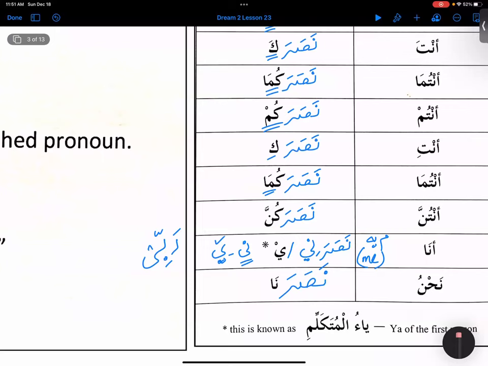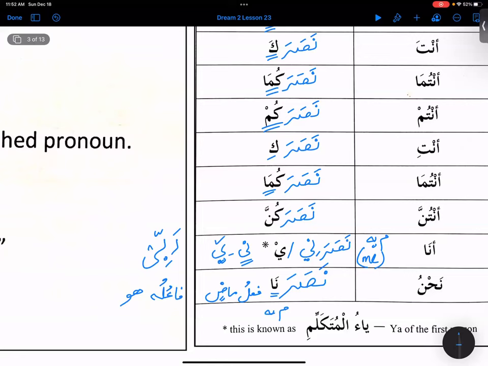Fa'ilu. Very good. Fa'ilu mudmin. What kind of construction is it? Idafa. Fa'iluhu, what kind of construction? Another idafa fragment. Fa'iluhu, his fa'il is huwa. And this na is what? Maf'ool bihi.